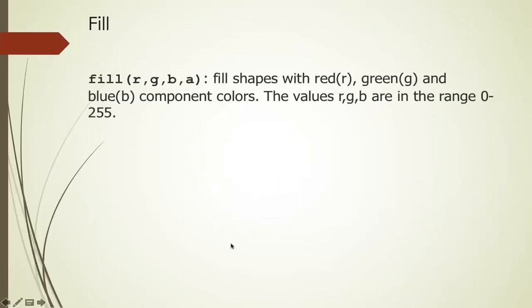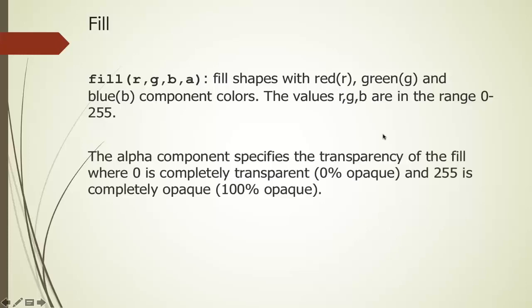So we can fill all of our shapes by using the fill method. So we specify RGB and then the alpha component. So RGB is red, green, blue, and those have range from 0 to 255. And then the alpha component tells you the transparency of the fill. So 0 is completely transparent, and 255 is completely opaque.